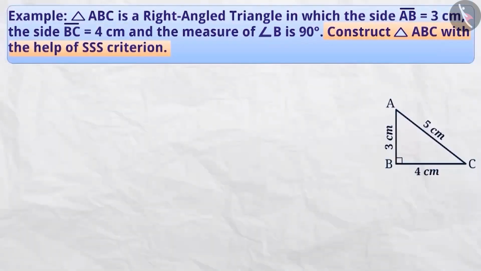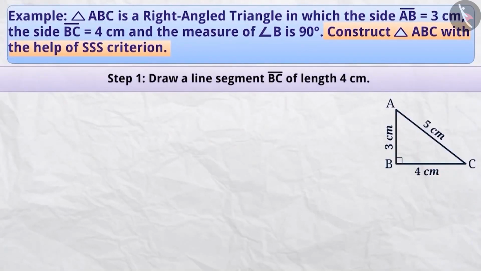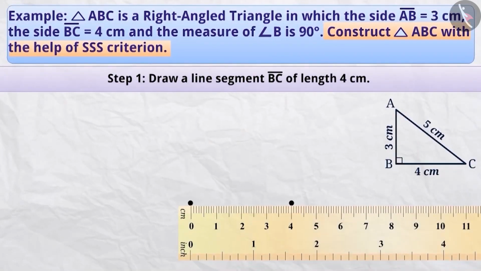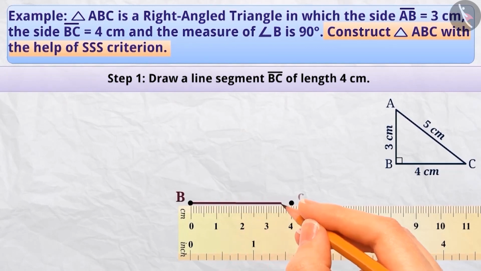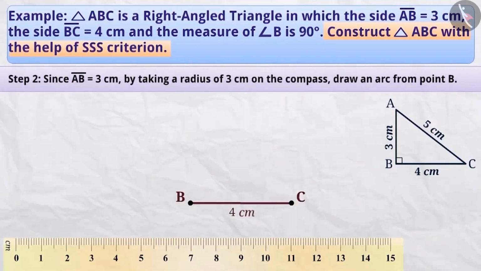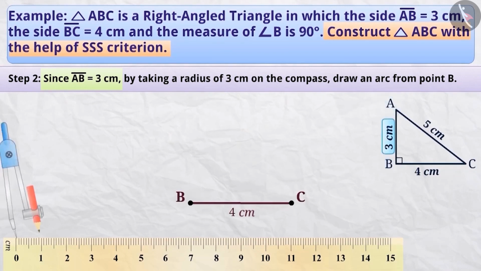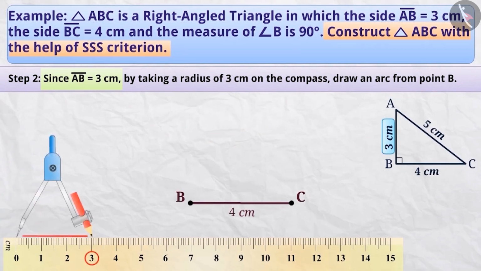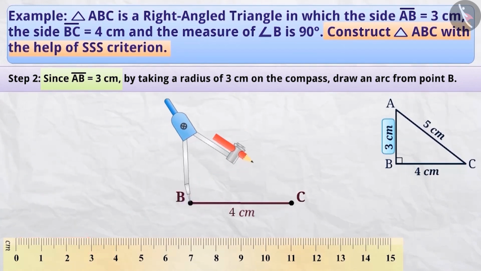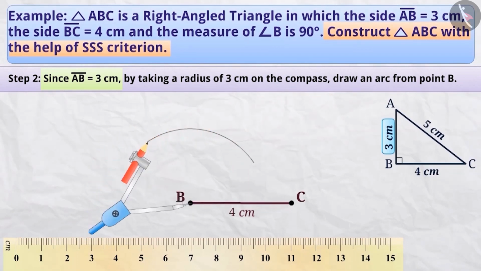Now, we can construct triangle ABC. Step 1. First of all, with the help of a scale, we will draw a line segment BC of length 4 cm. Step 2. Since the length of the side AB is 3 cm, that is, point B is at a distance of 3 cm from point A. So, we will measure 3 cm with the help of a compass and, taking point B as the center, we will draw an arc. Point A is situated on the arc. To find the exact location of point A on the arc, we need to draw another arc.